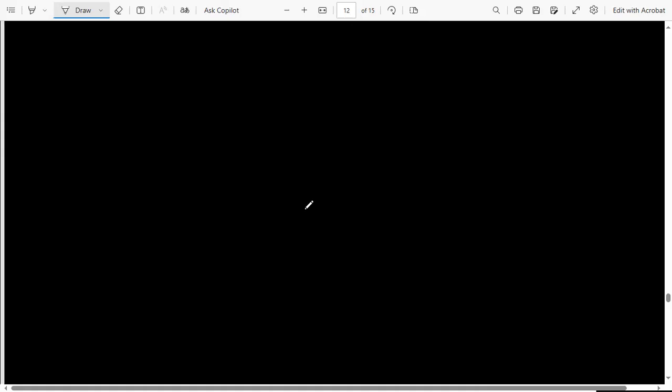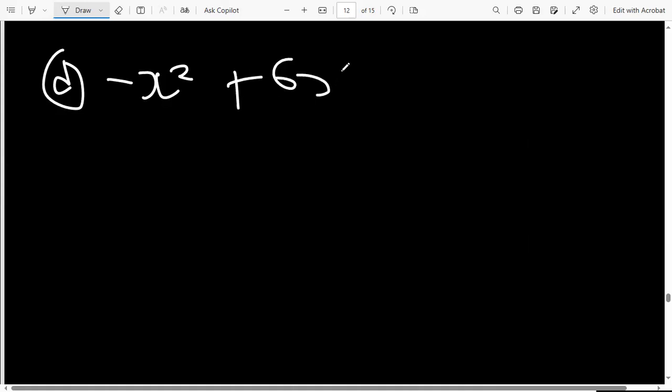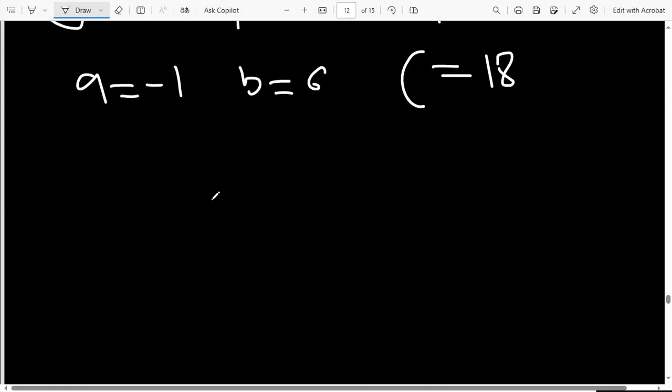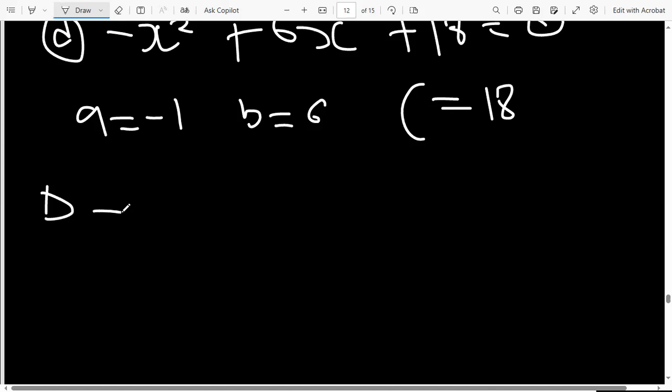Okay, let's look at another example, which is the last one of this concept. I have minus x squared plus 6x, and then plus 18 is equals to 0. So let's get our A, which will be minus 1, B will be 6, and then C will be 18. So let's put this into the discriminant formula.